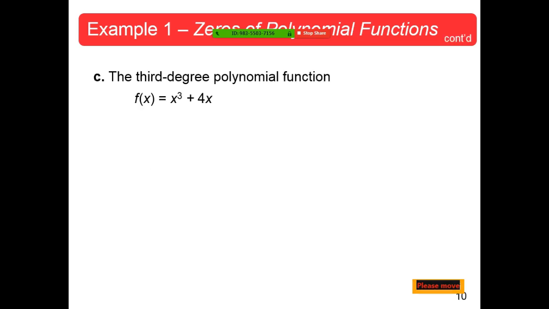All right, now here's one. The third degree polynomial function. If you're trying to find the zeros, which is what the whole problem is about, let me see, I did that.